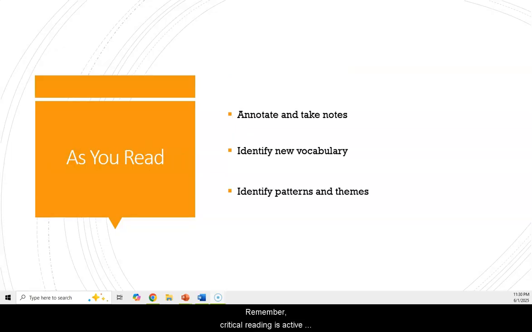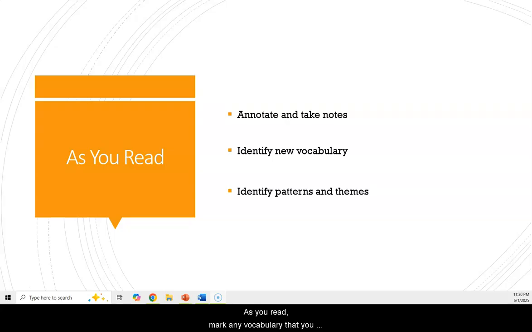Remember, critical reading is active reading, so you should be engaging with the text by making annotations on the page or taking notes. This could include marking passages that you found interesting or confusing, writing down questions that you have about the information, pointing out important details or plot points. I like to write my opinions about the text in the margins. This type of reading allows you to slow down and retain the information better than reading straight through.